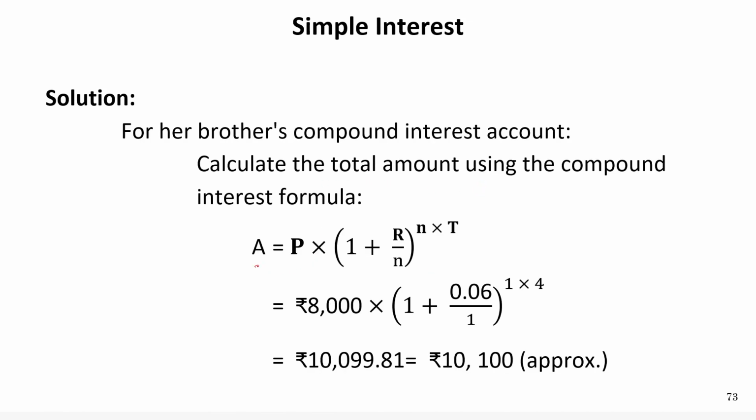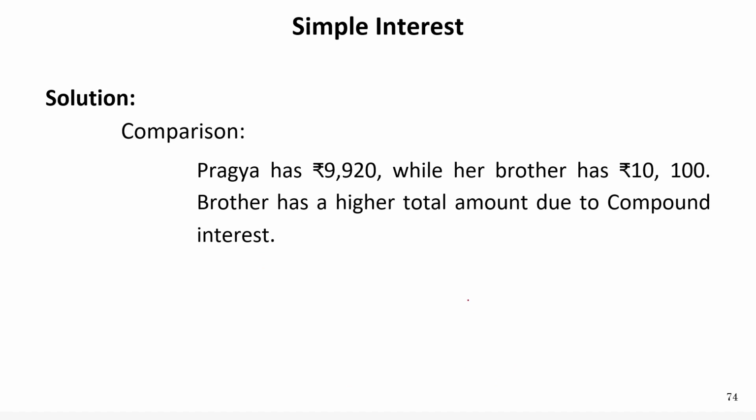So her brother's account will have total amount as P into (1 plus R by N) whole power N into T. So it will be 1.06 power 4 into 8,000. So it will be what? 10,100 approximately. So 9,920, 10,100. So the difference will be basically 180 about. Okay. And her brother will have more money than Pragya because of compound interest.